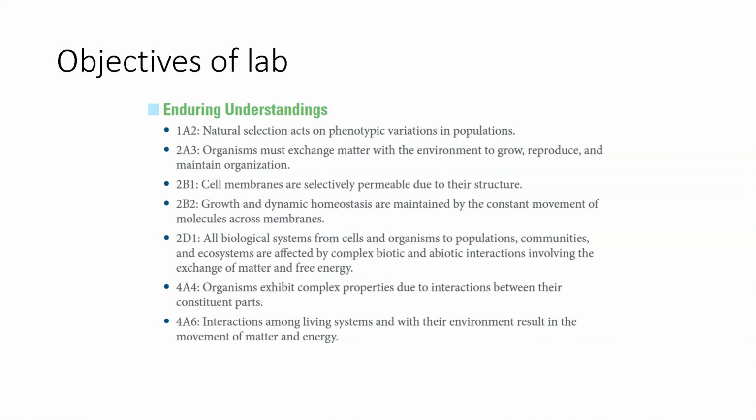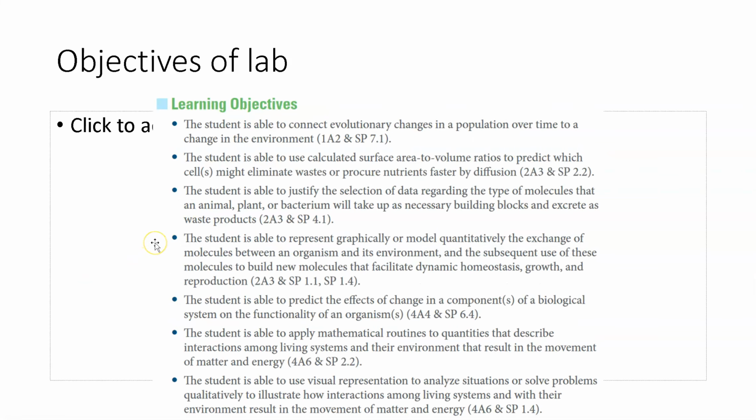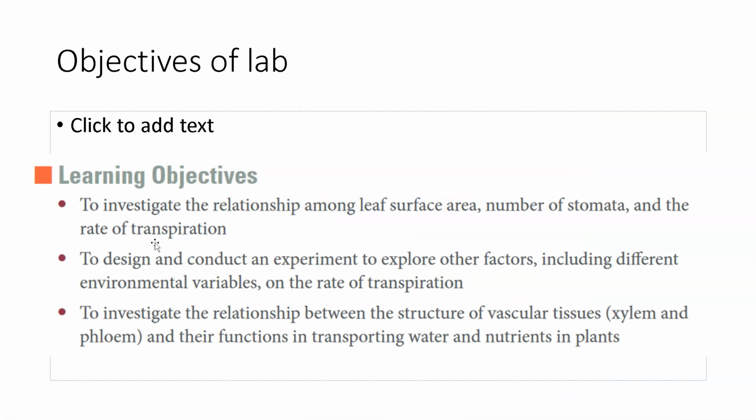These are the objectives of the labs. I'm not going to read these, but you can pause the video if you like to go back and read them. But I do want to read the 3 that are in your student manual. To investigate the relationship among leaf surface area, number of stomata, and the rate of transpiration. To design and conduct an experiment. Again, you were doing that in AP Biology. To explore other factors, including different environmental variables on the rate of transpiration. And then finally, to investigate the relationship between the structure of vascular tissues and their functions in transporting water and nutrients. That will be mostly in the conclusion in your lab report.